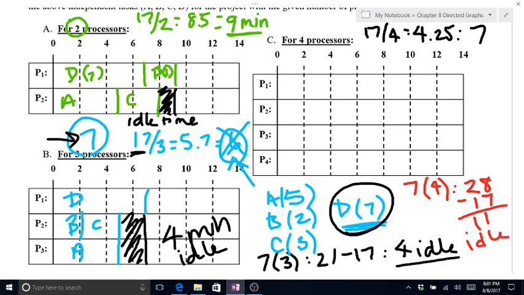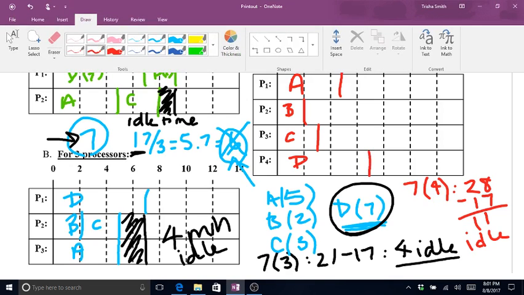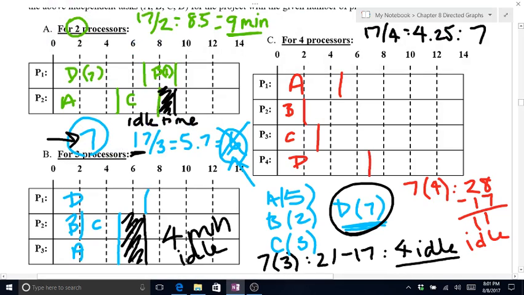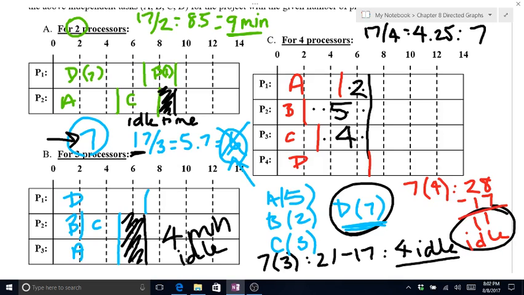Okay, because we have 4 tasks and 4 processors, each processor can work on a task. So processor 1 can work on A, processor 2 can work on B, processor 3 can work on C, processor 4 can work on D. Okay, let's see how much idle time we've got here. So everybody's going 7 minutes. So that's 1, 2, 3, 4 idle minutes. 1, 2, 3, 4, 5 idle minutes. 9, 10, 11. 11 idle.